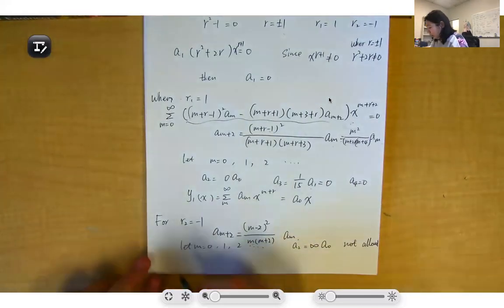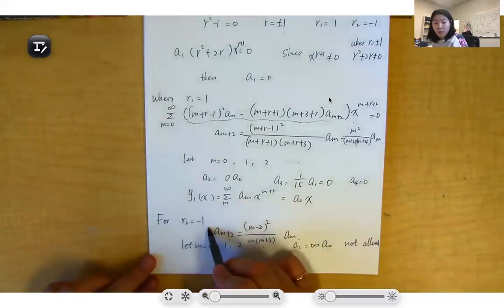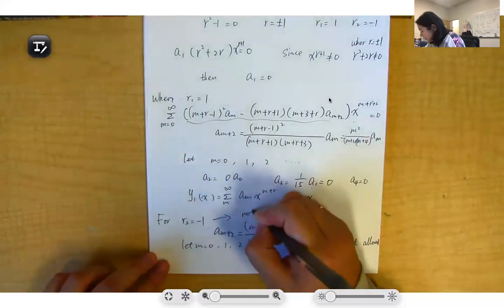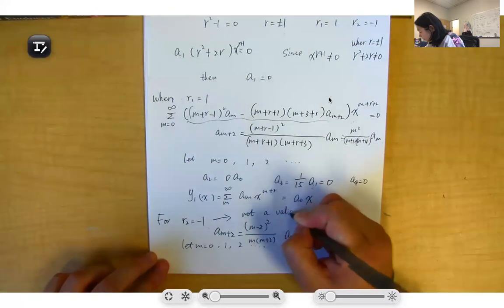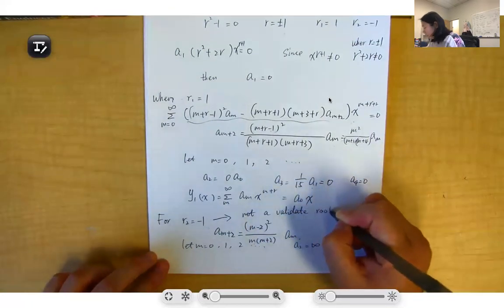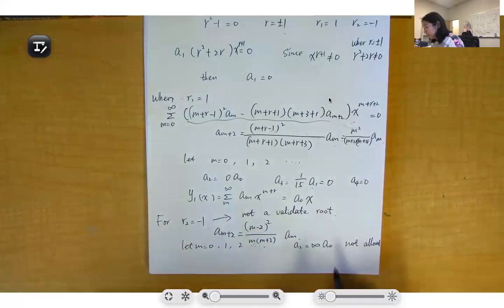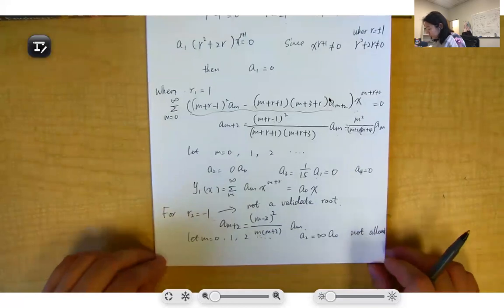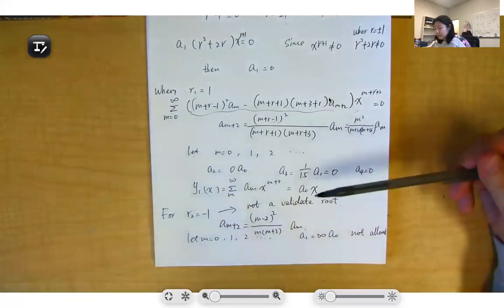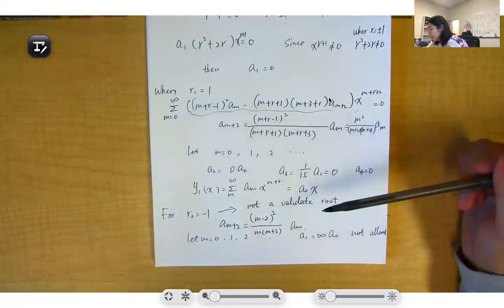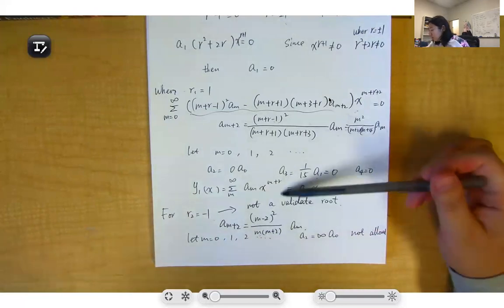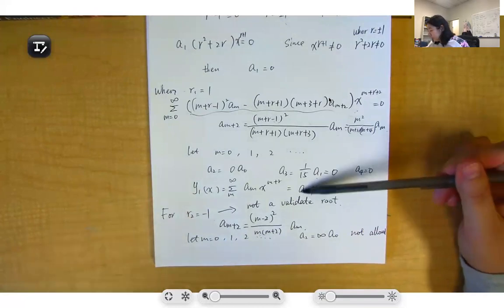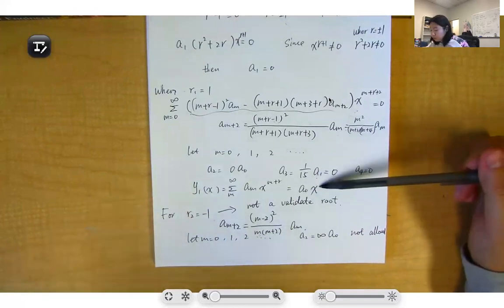Then in the end, this r2 equals -1 doesn't make any sense. So it's not a valid root. You couldn't reach any conclusion based on it. Then right now, since r2 equals -1 is not a valid root, in the end you only get one solution of your second order ODE, which is a naught x.